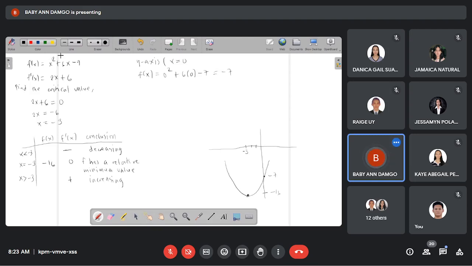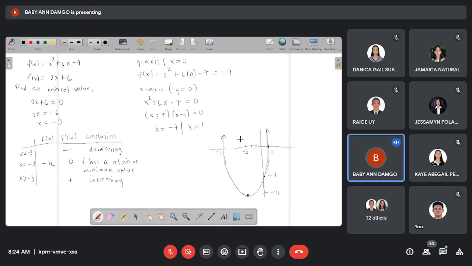And then for the x-axis, where does it intersect? So this is y equals 0. So we have x squared plus 6x minus 7 is equal to 0. Factoring, we have x plus 7 times x minus 1 equals 0. So x is negative 7, x is positive 1. So we just assume this is negative 7, then this is 1. Okay? So that is the graph of the function.